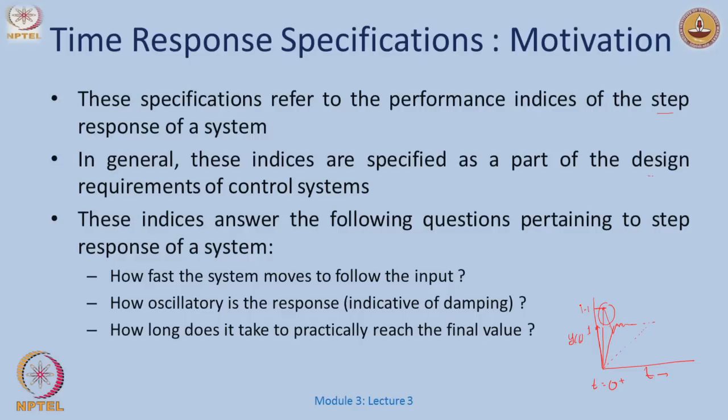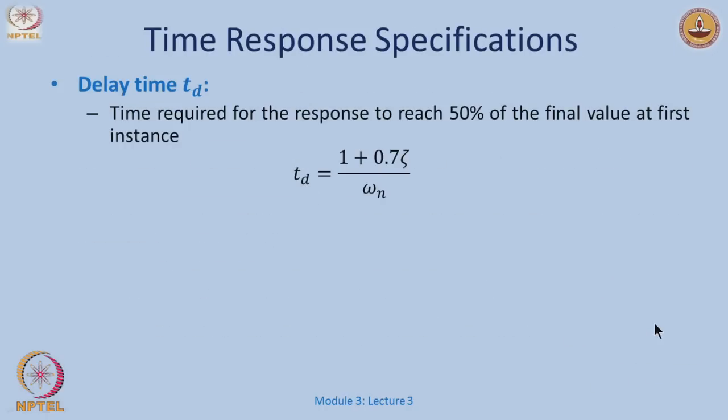And these indices answer the following question. Based on these arguments, what we are interested in is how fast the system moves to a given input. Is the response oscillatory, and how oscillatory is the response, which we know depends on the damping, that underdamped systems will have an oscillatory response. And how fast does it reach the final value. Okay. So, here we will restrict ourselves to underdamped systems, and we will focus on the step response or the unit step response.